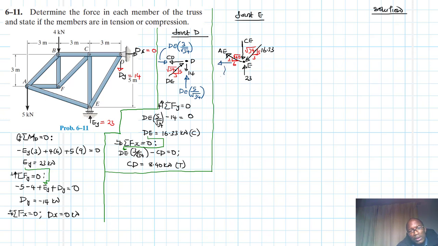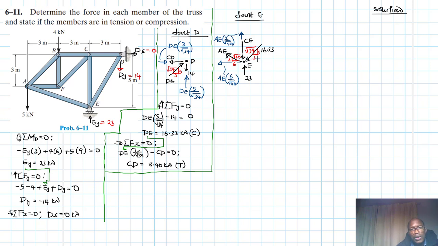Okay, this one is AE times the run, 6 divided by root of 40, and then we'll have another component. This one is AE times the rise, which is 2 divided by root of 40.